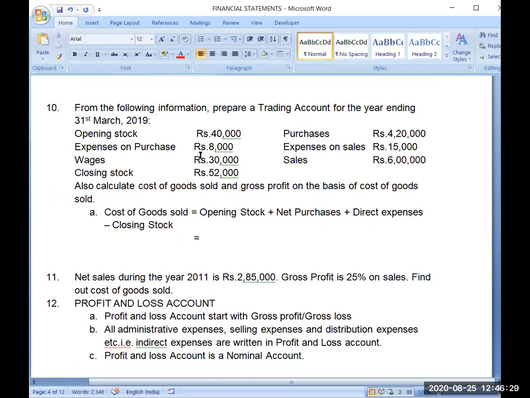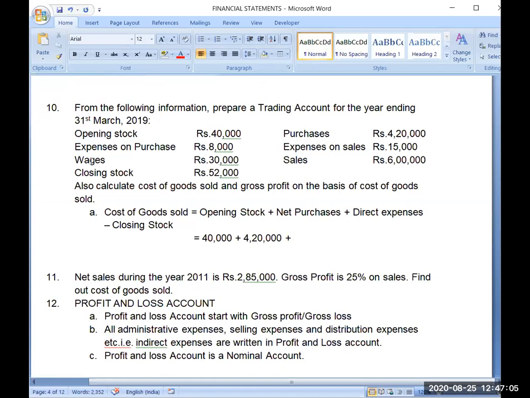Now see, the opening stock is 40,000 plus net purchase. So purchase is there, like 20,000. Purchase return is not there. So purchase will become the net purchase. Then afterwards, opening stock plus net purchase plus direct expenses.